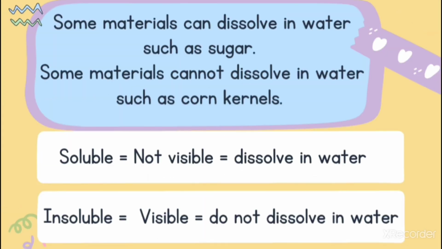Okay, now let's recap what we have learned today. Some materials can dissolve in water such as sugar and salt. And some materials cannot dissolve in water such as corn kernels, green beans and rice. Okay, soluble means not visible, tak boleh nampak lagi, dah larut, it dissolves in the water. Insoluble means it's still visible, boleh nampak, and does not dissolve in water, tak boleh larut dalam air.